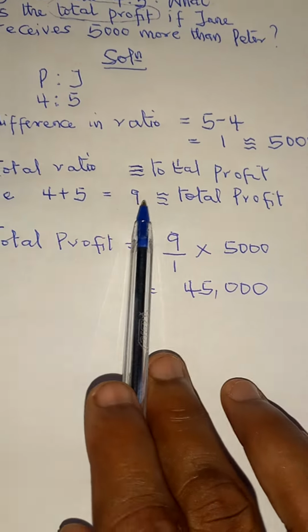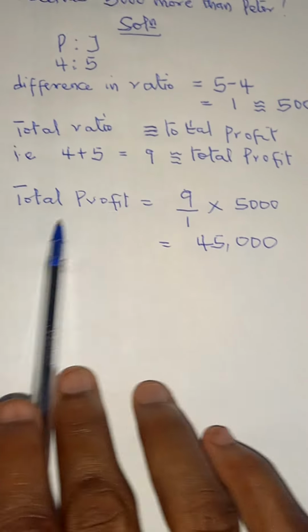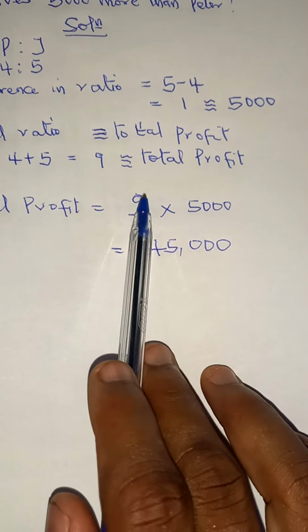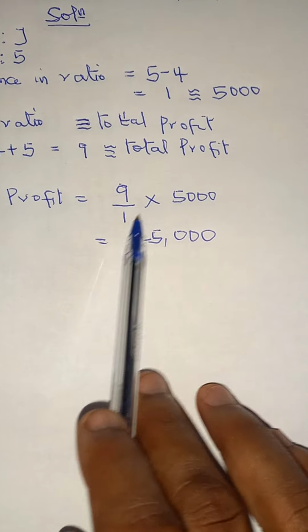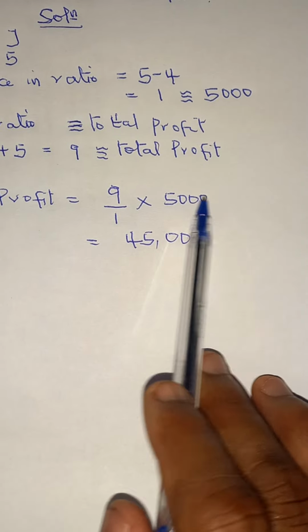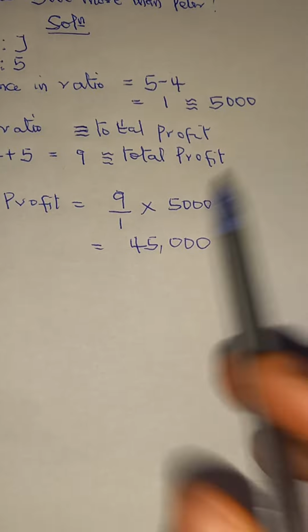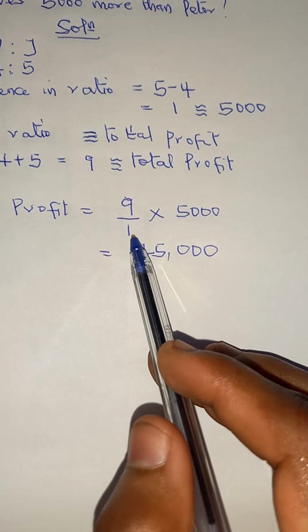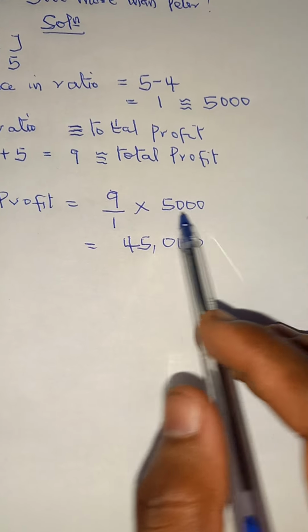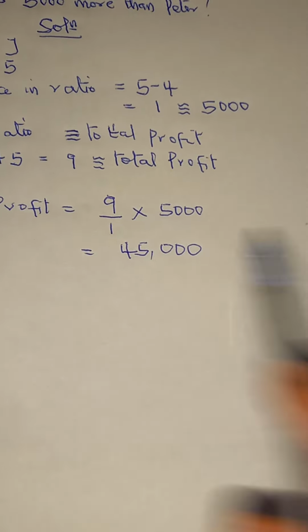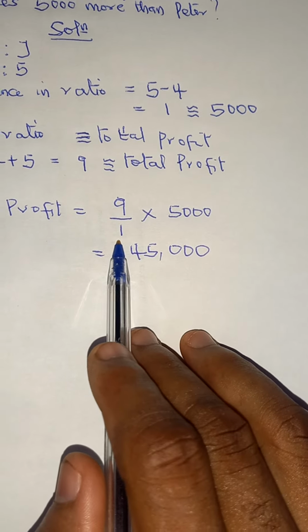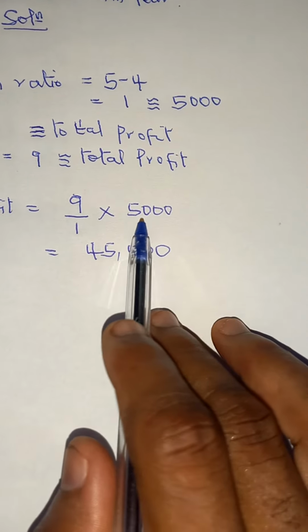Now, to change this 9 here into an amount, this is what you do. You take the 9, divide it by 1, and multiply by 5,000. I want you to understand this part. In proportional division, whatever you have here as your divisor and the multiplier must be equivalent. What you have here as your divisor should be equivalent to what you are using to multiply.